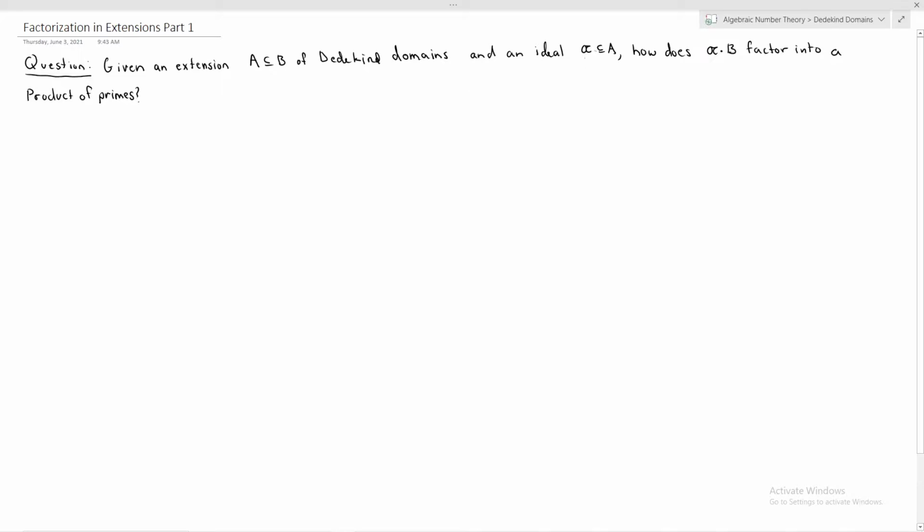And typically, rather than just taking an arbitrary ideal, you can figure out what happens to an arbitrary ideal by looking at prime ideals. So we're going to look specifically at the case where A is a prime ideal. The first part of this is going to be, we're going to talk about some notation and definitions so that we can have some vocabulary to talk about these concepts. Notation.